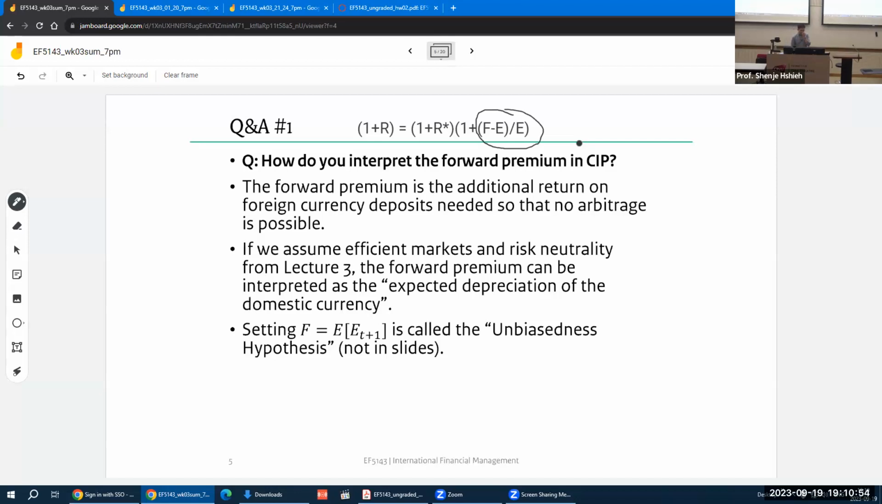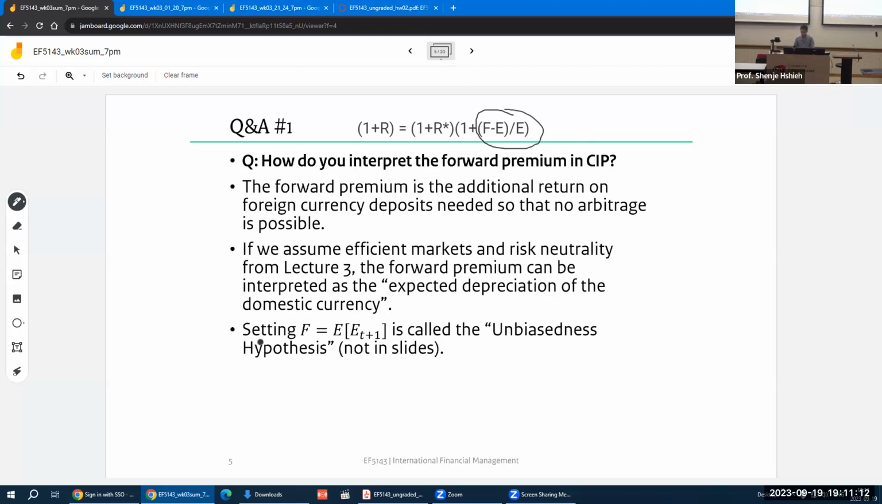If you believe you know what future E is going to look like, you may want to speculate in the futures or forwards market. So F is supposed to represent the entire economy's beliefs of what future E should look like. That's how you should think of it.